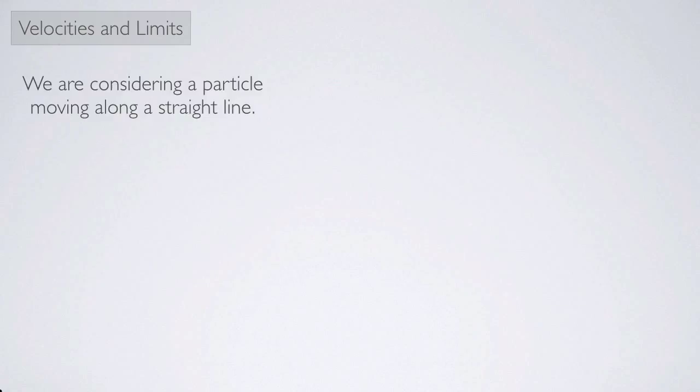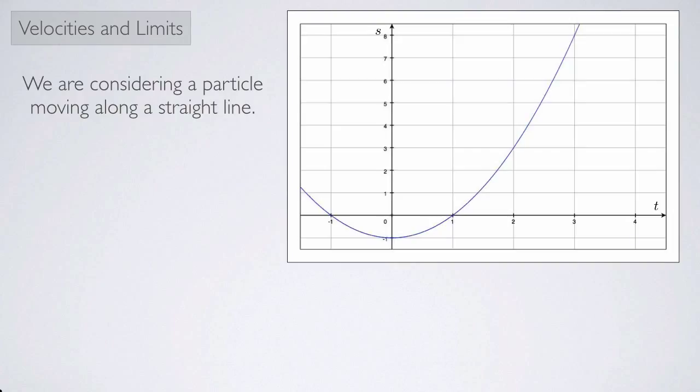So we're going to consider a particle moving along a straight line. And I've just created a graph here for displacement versus time for this particle, and I'm just using arbitrary units for now. The point is just to understand what this graph means. So let's define the variables first. S is the displacement measured from the origin, t is the time, and f is the position function. So this is our position function that we have graphed here.